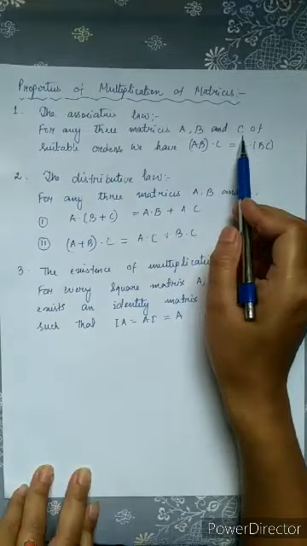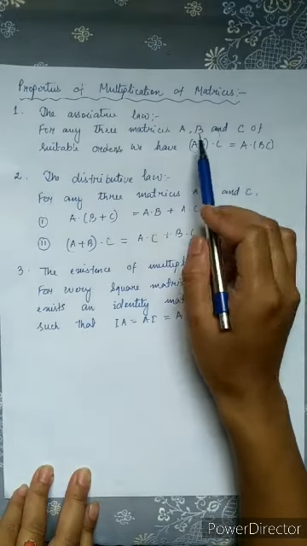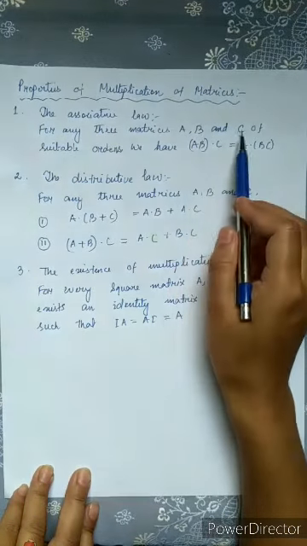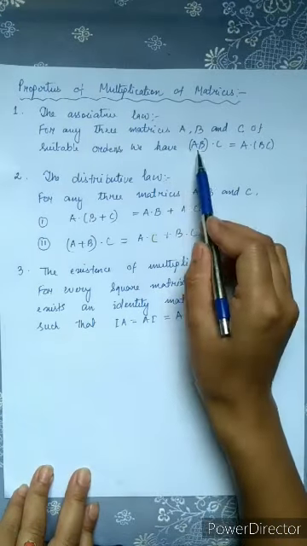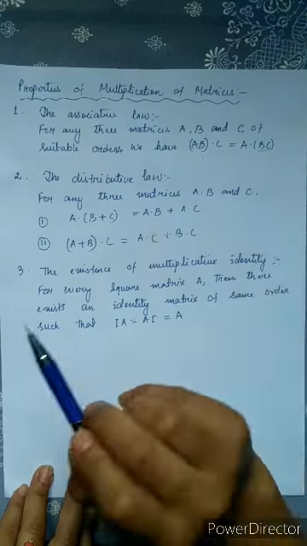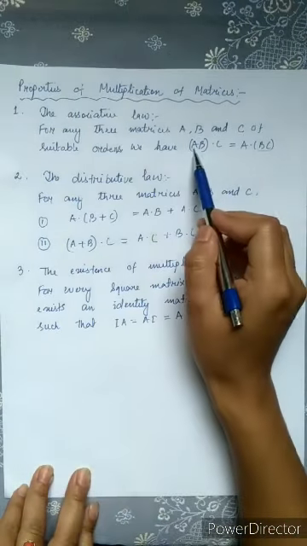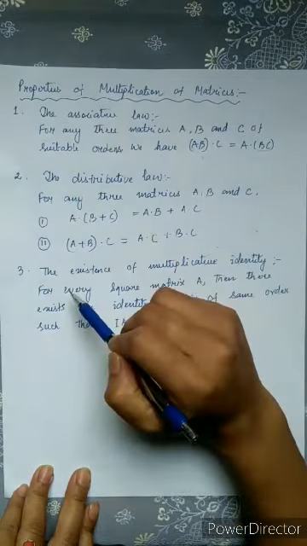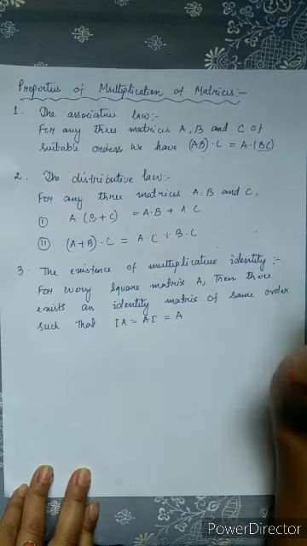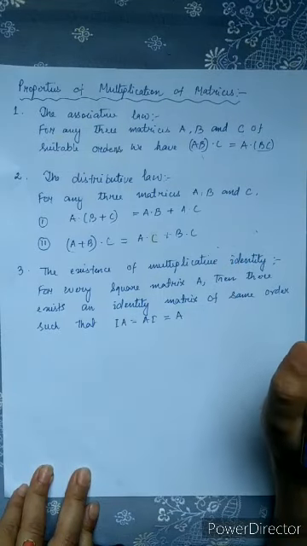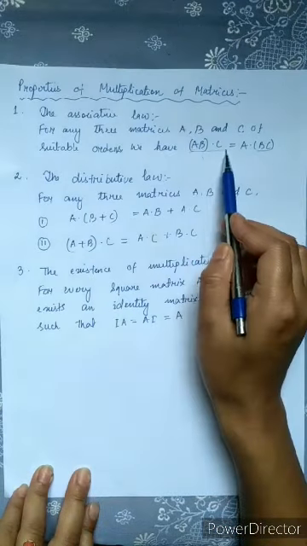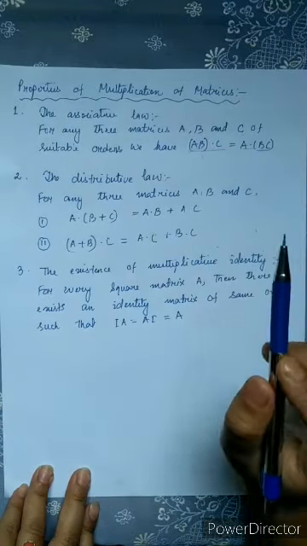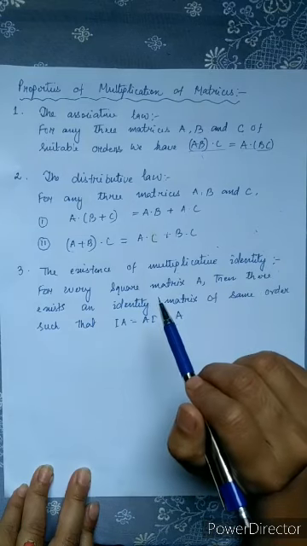There are 3 matrices, matrix A, matrix B, and matrix C of the suitable orders. Suitable orders means product A, B should be defined, product B, C should be defined, and product of A, B with C should be defined, and product of A with B, C should be defined. When these conditions are satisfied, that property is called associative property.